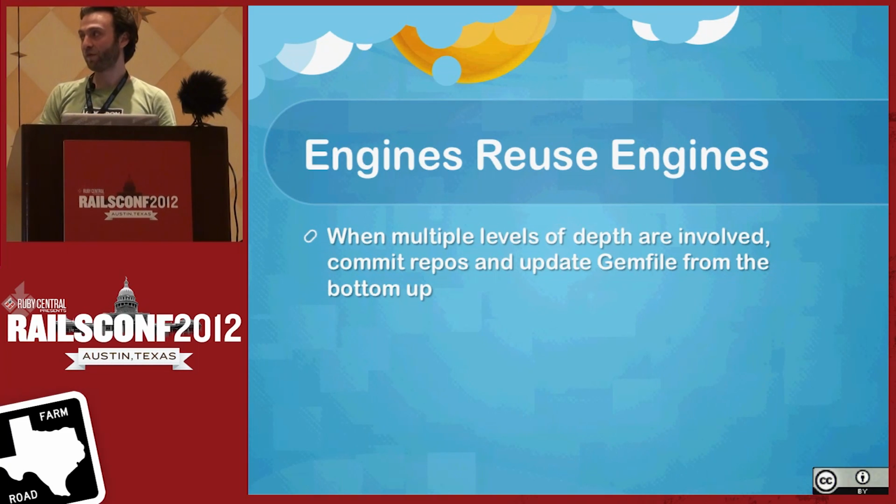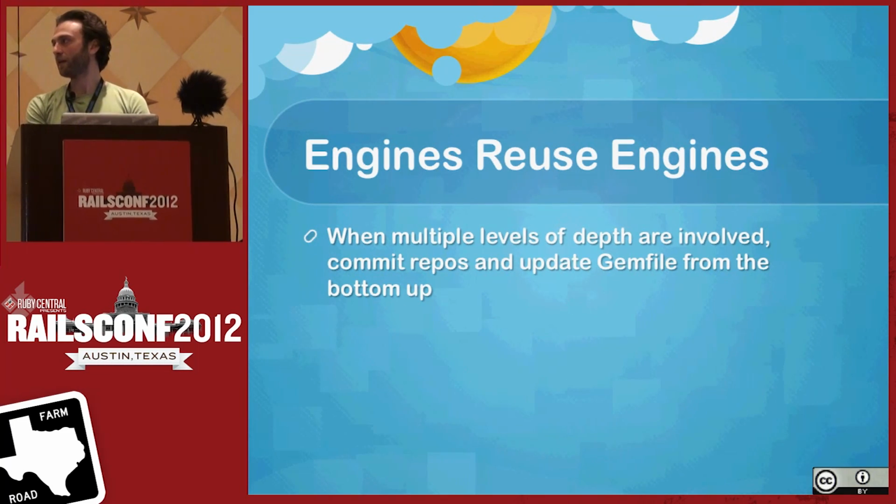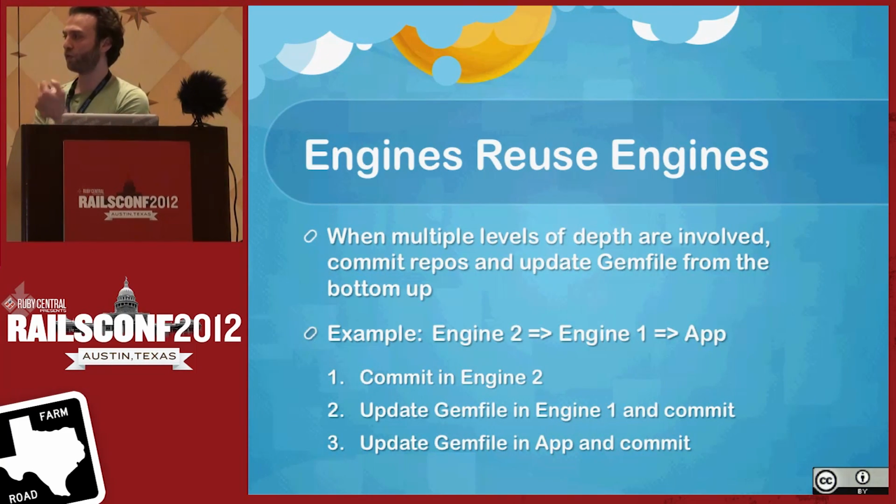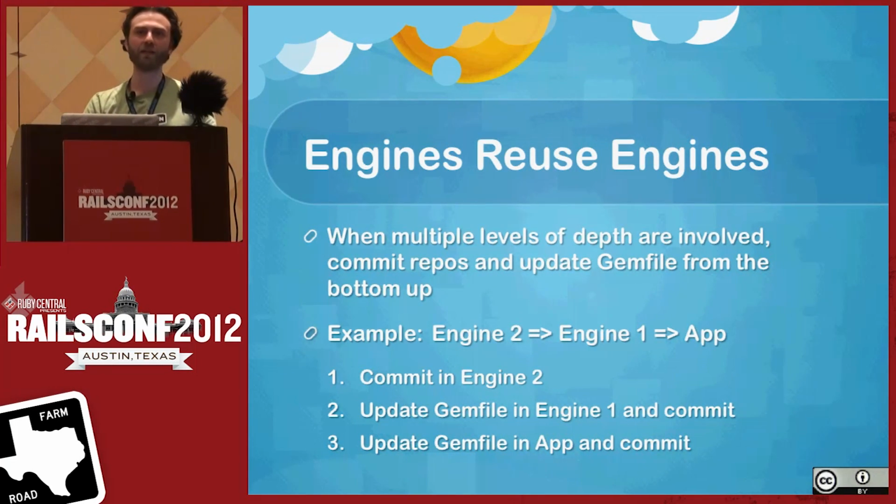Now, when multiple levels of depth are involved, though, you have to commit and update. You have to commit the repos for the engines and the app from the bottom up. So for example, you have the app, which sits on top of engine 1, which sits on top of engine 2. Once you're ready to commit your changes, after you finish development during the whole day, you commit the changes in engine 2. Then you go to engine 1, update the Gemfile, and commit it. And then you go to the app and update the Gemfile and commit it.